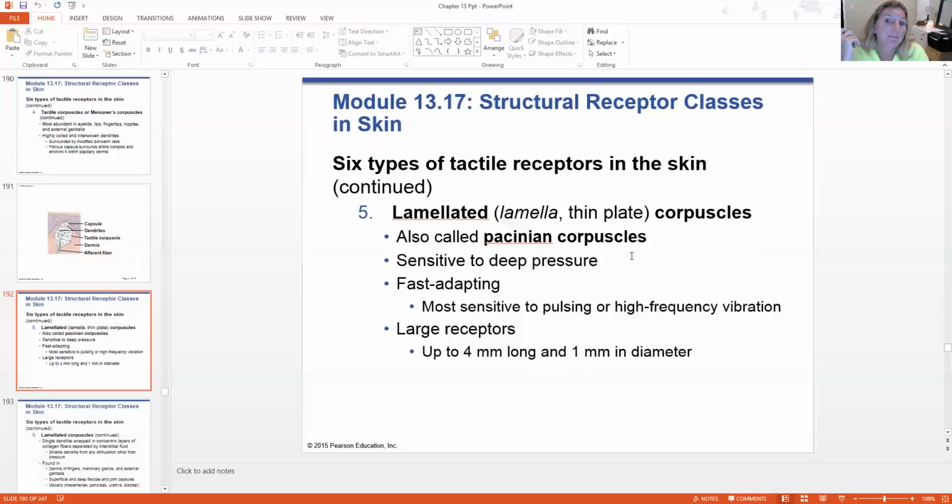And then finally, we have lamellated or Pacinian corpuscles. I like to call them Pacinian corpuscles because these are sensitive to deep pressure, and the Pacific Ocean is very deep. I remember it. Fast adapting, so once you feel that deep pressure, you're not going to feel it anymore.